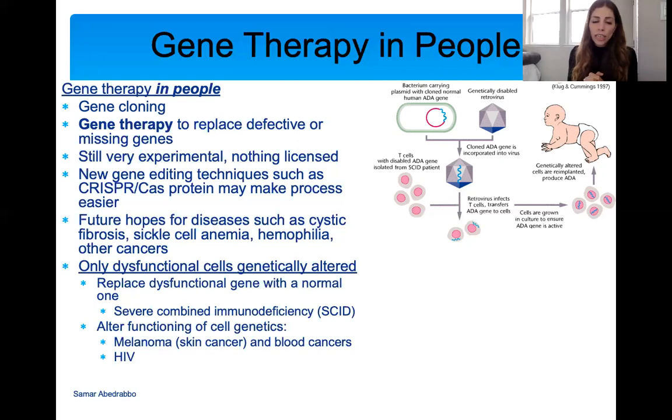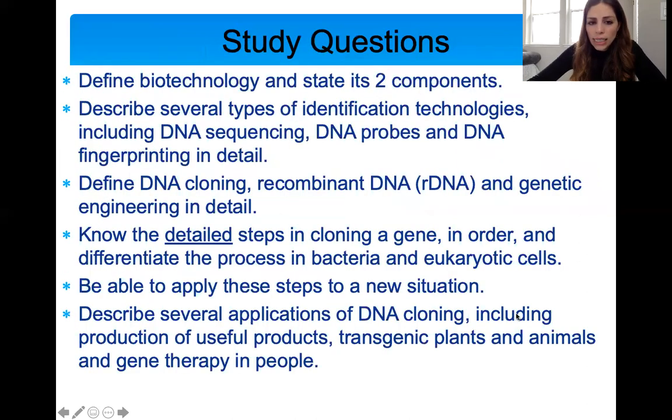And alter functioning of cell genetics. So can you change skin cancer and blood cancer so that those cells are healthy again? Can you alter HIV? So in this example, we're basically giving a gene to a human that's missing that gene. So you guys can see this example.